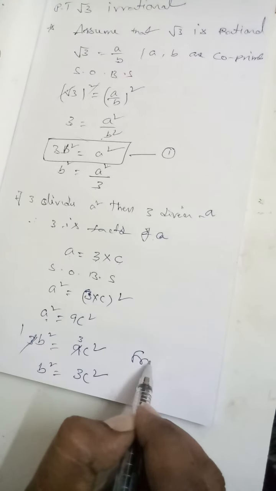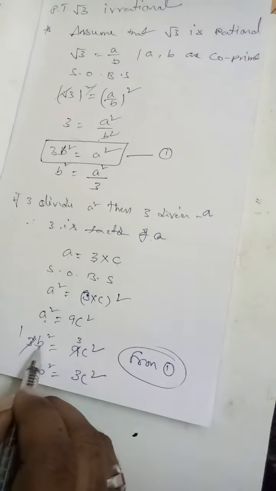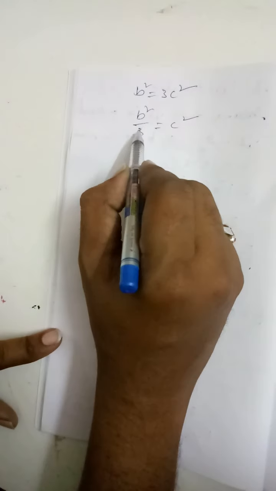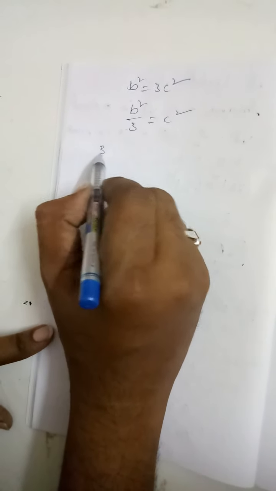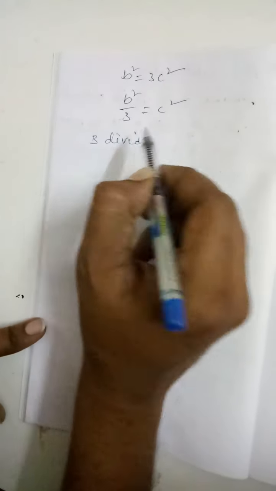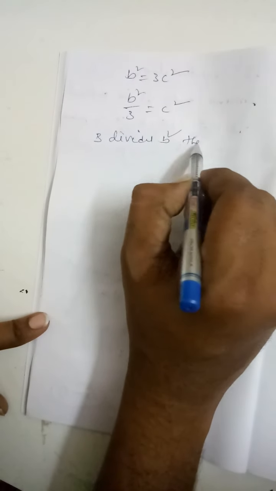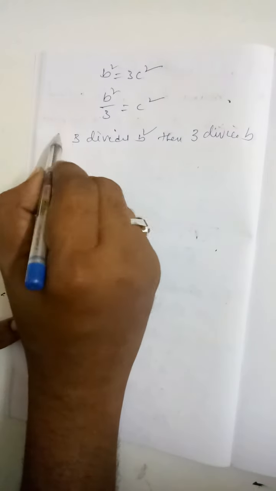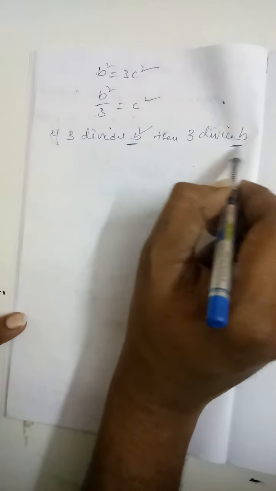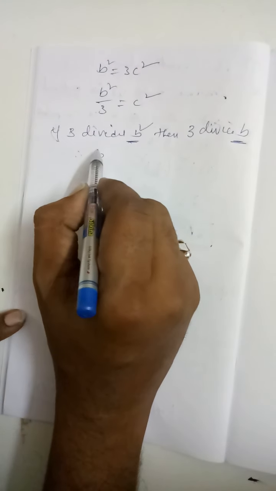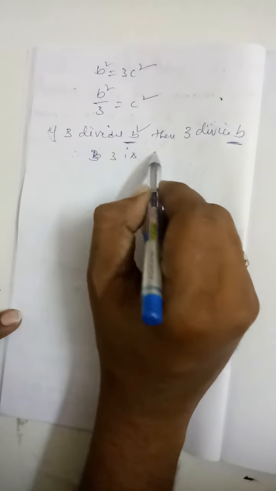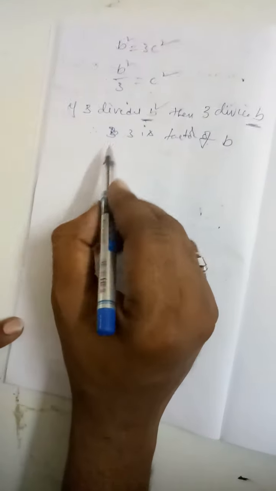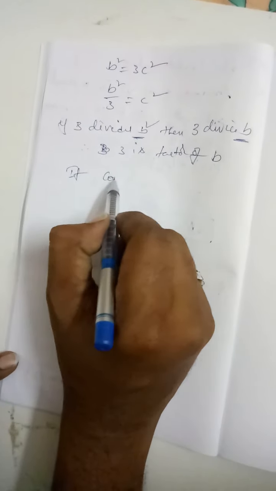Okay, from equation 1 here I am substituting a square value, so b square by 3 is equal to c square. What is the meaning of b square by 3? 3 divides b square. Then 3 divides b. So if 3 divides b square, then 3 divides b. So 3 is a factor of b. So here it is a contradiction.